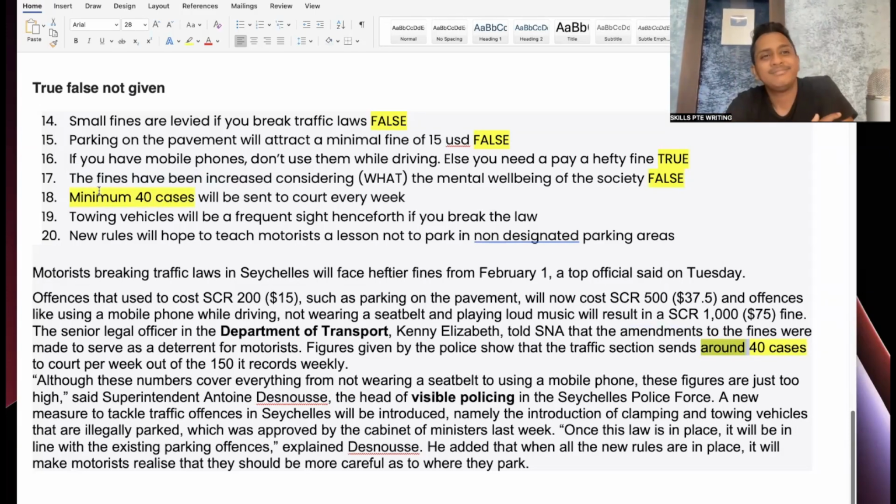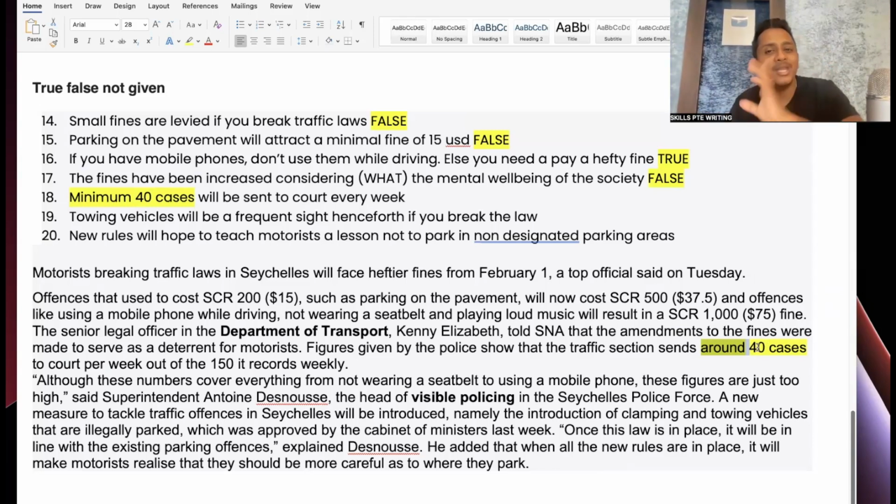It's true. Around 40 cases will be sent is true. 35 to 40 cases will be sent. Correct. 35 to 40, 42 cases, approximately 40 cases will be sent. True. Minimum 40 means the maximum could be infinity, maximum could be 1000. No, it is only around 40, 39, 38, 42.